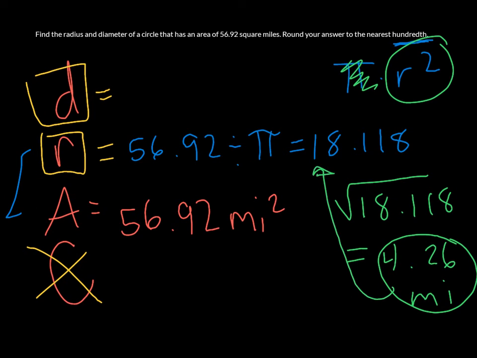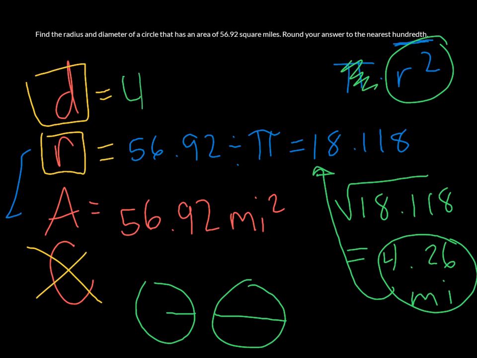Sorry, that goes up here in the radius. I kind of ran out of space. Now, if I think about my circles and my visuals, I just found that. But the diameter also needs to be found, and it would go all the way across. So I'm going to take that 4.26 and multiply it by 2. And so on my calculator, I got 8.52, I believe. 8.52 miles.